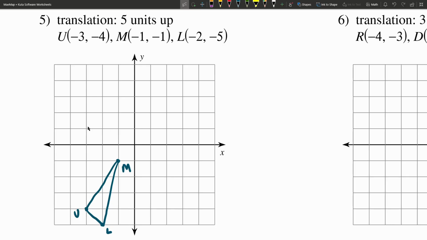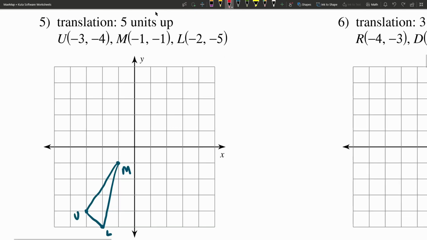So you can see here, I have a triangle, and I could have guessed it was a triangle since I have 3 distinct points. Now I'm going to perform my translation, which is simply 5 units up. So let's start with U. Moving U 5 units up, that's 5 units in the positive y direction. So 1, 2, 3, 4, 5. So we're at this point here.